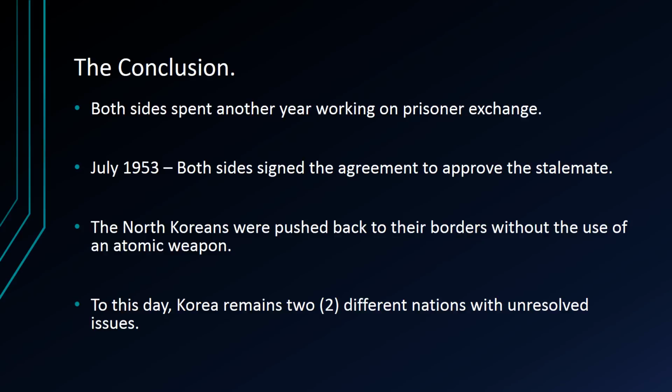Okay, the North Koreans were pushed back to their borders without the use of an atomic weapon. However, with that said, to this day, Korea remains two different nations. And you see this in the news as well, that North Korea and South Korea still are at odds with each other, and there is still a lot of tension there between those two countries. So this is not resolved, but the issue is at a standstill right now, and it has been since July 1953.